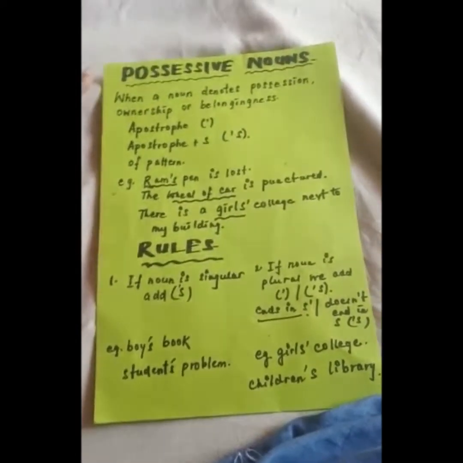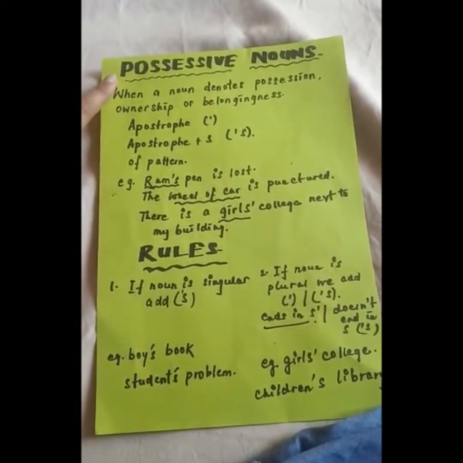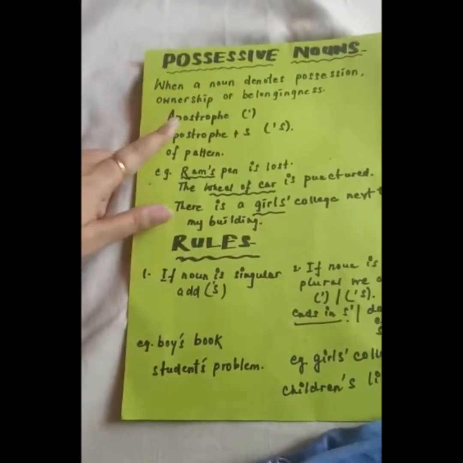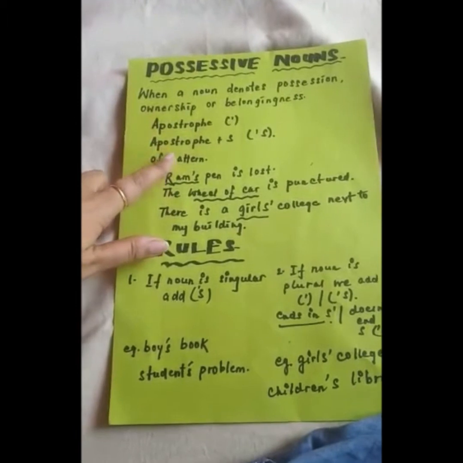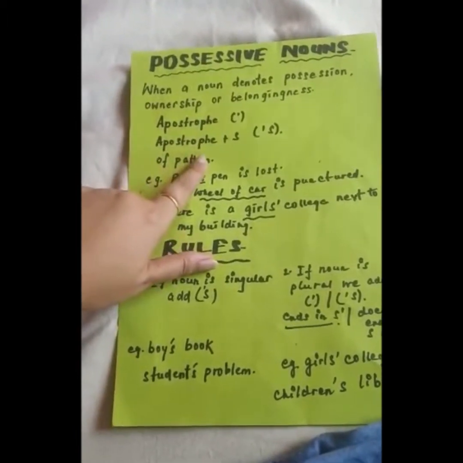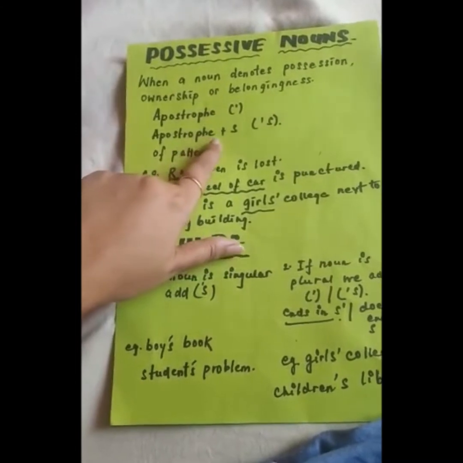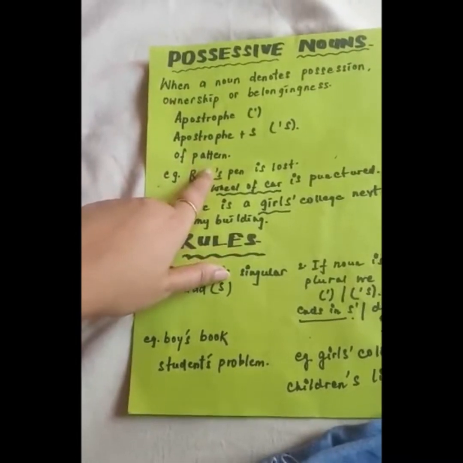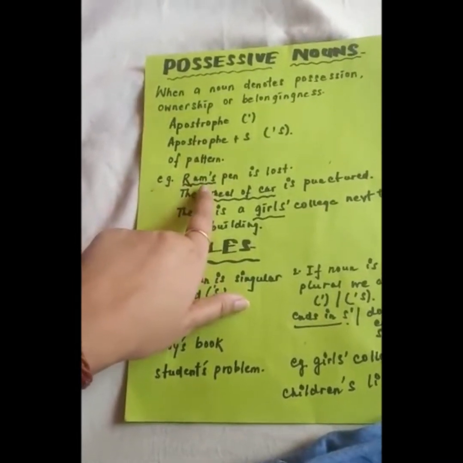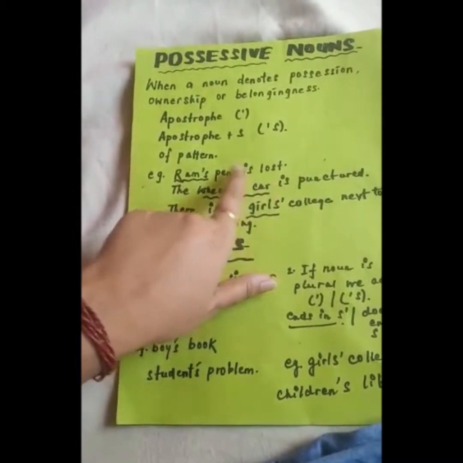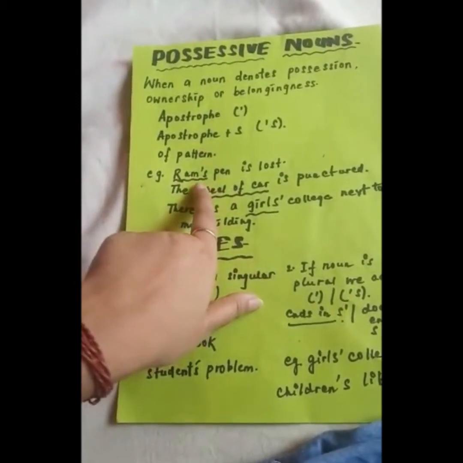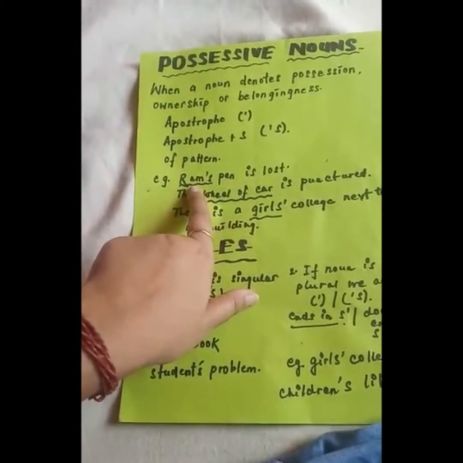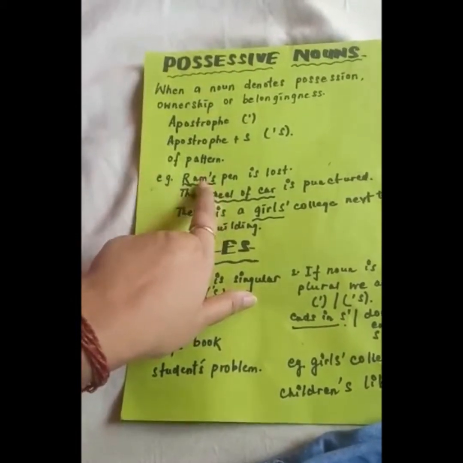The word possessive means the thing to whom it belongs. Okay. And we denote it by giving an apostrophe sign, or we also denote it by adding apostrophe plus s, and sometimes the "of" pattern. This you will understand with the help of examples. See the first example. Ram's pen is lost. Over here we have given apostrophe plus s to denote the pen of Ram. Okay, so the possession is Ram here. Okay, so Ram's pen is lost.